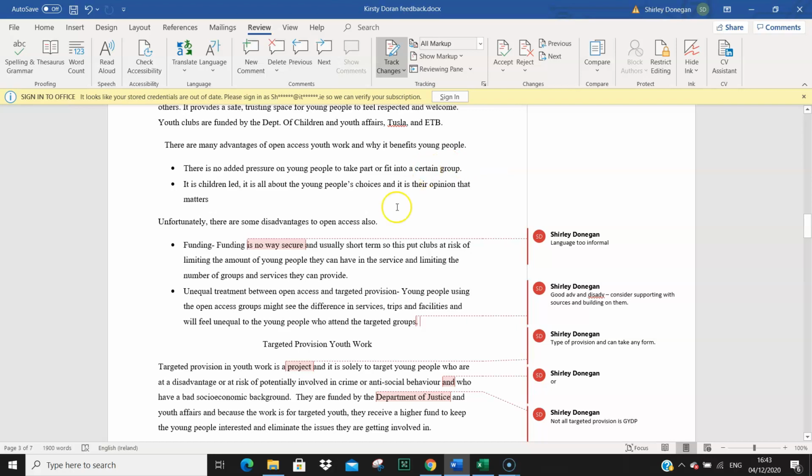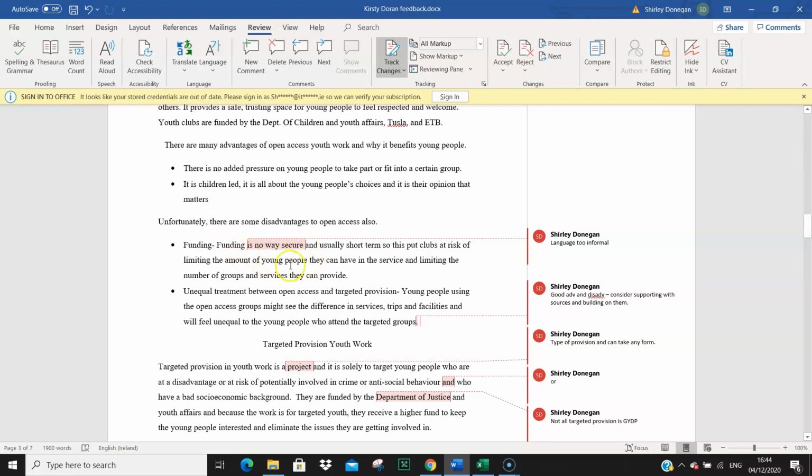Okay, so your advantages and disadvantages were fine. You should really consider supporting them with sources so that you can build on them and develop them a little bit. So expand a little on the fact that, because open access is unstructured and has a freer flow to it, young people can go from group to group and try out different activities and programs, and there's no onus on them to have to get along with certain people or whatever.